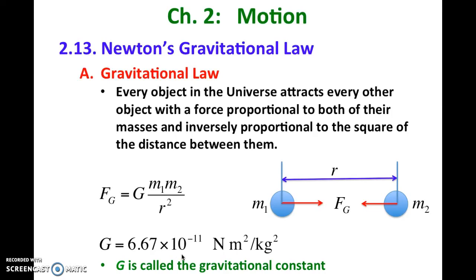Expressing it as a formula, we have Fg equals big G times m1 m2 divided by r squared. Here big G is called the gravitational constant, equal to 6.67 times 10 to the negative 11 Newton meter square per kilogram square. It is a universal constant.